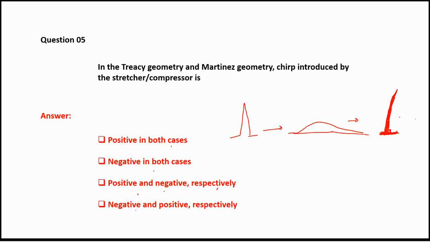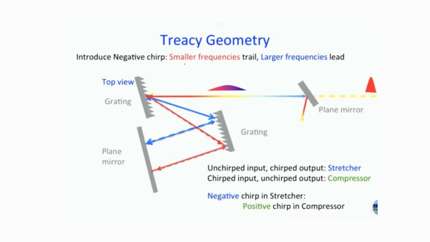Now, what a Treacy geometry and Martinez geometry is. Basically, the geometry shows the arrangement. How does the stretcher or the compressor work? On the basis of the principle, what change we want, and how we want the stretching or compression, that is how we decide what should be the arrangement of the mirrors.